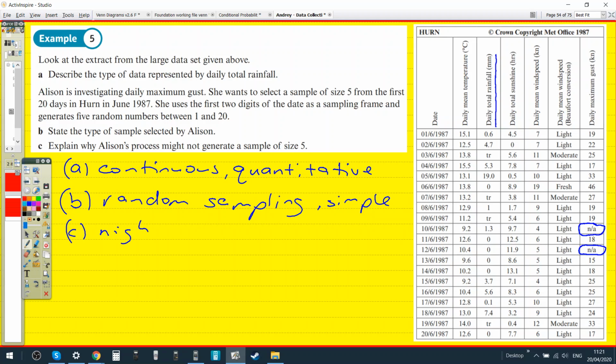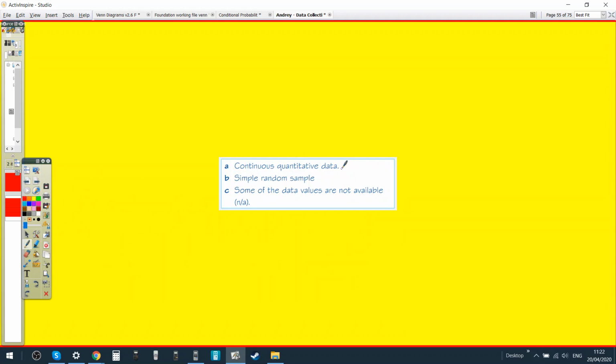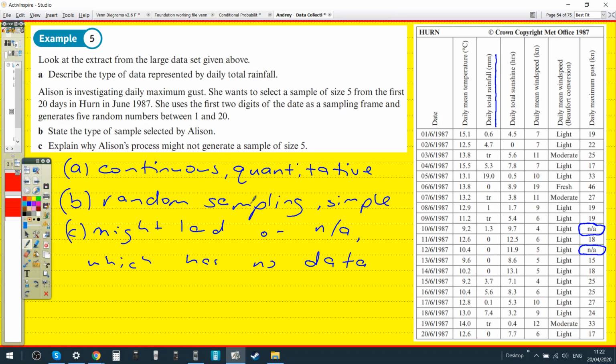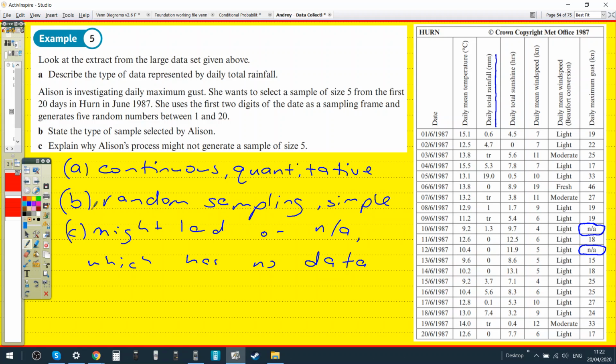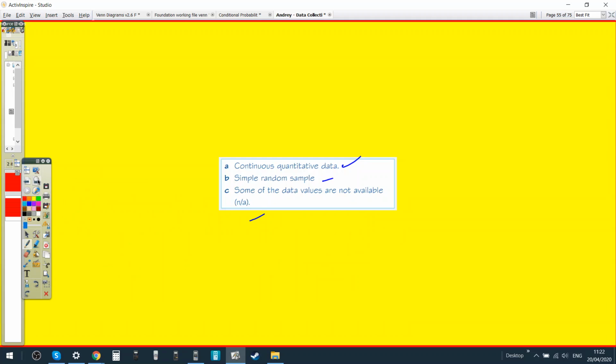So it might land on NA, which has no data. So she might end up with a sample size of just 3 if she got those 2 in her sample. Yeah. Continuous quantitative data, simple random sample. So random sampling, I added in the simple random sample. So the data values are not available. There you go. Any questions about that? No. Okay, and so I think, no, it's good.